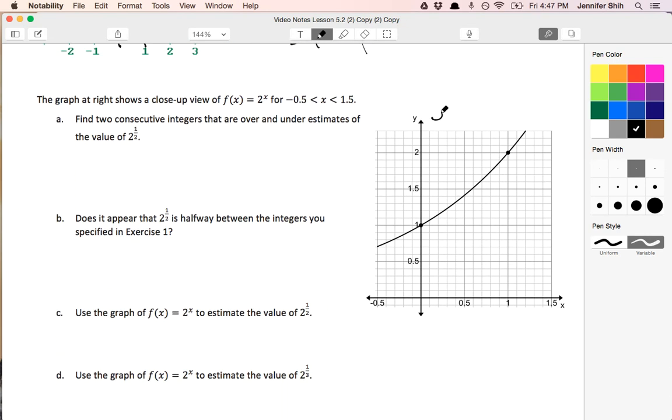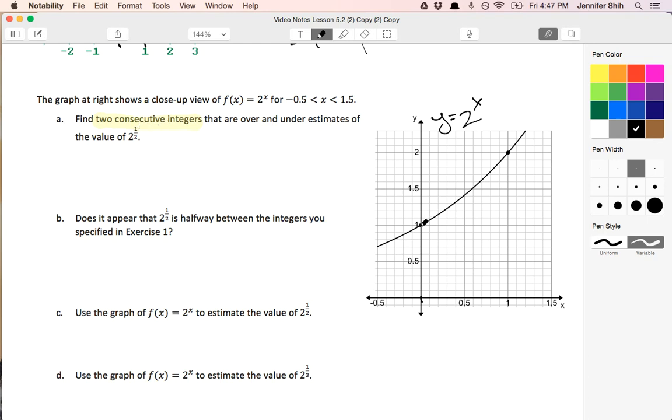If you notice, we still have the same graph, y = 2^x, except we've zoomed into 0. Here's our x value of 0, and here's our x value of 1. Let's take a look at our graph. We're going to find two consecutive integers, meaning they go in a row, like 1 and the consecutive integer 2, or 15 and 16. We're going to find two consecutive integers that are over and under estimates of 2^(1/2).